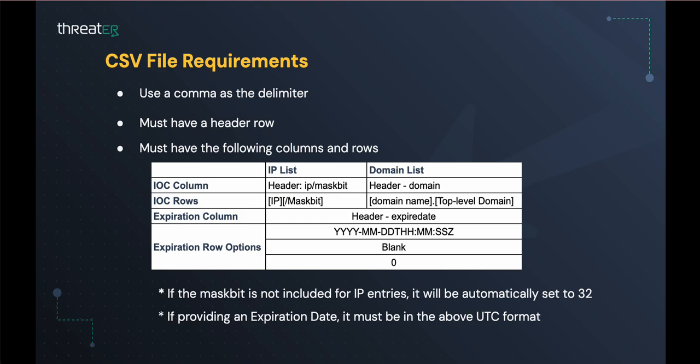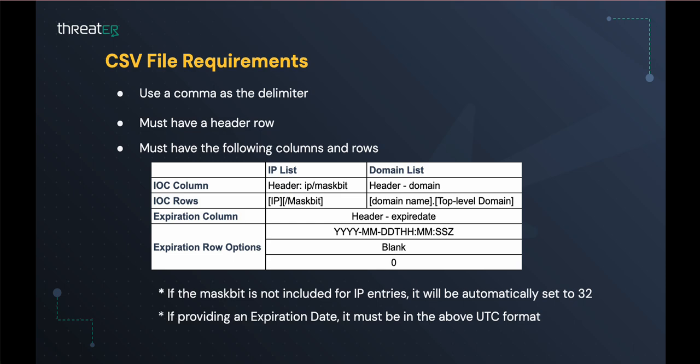For IP lists, those rows should contain the IP address. You can optionally specify the maskbit for the address. If you do, the format of the entry should be IP/maskbit. If the maskbit is not included in the entry, it will be automatically set to 32. If creating a domain list, the rows need to contain domains in the following format: domain name dot top level domain. You will also need a column for expiration.